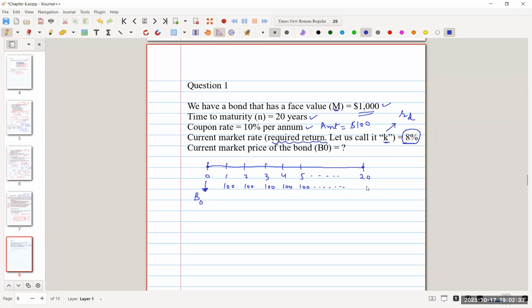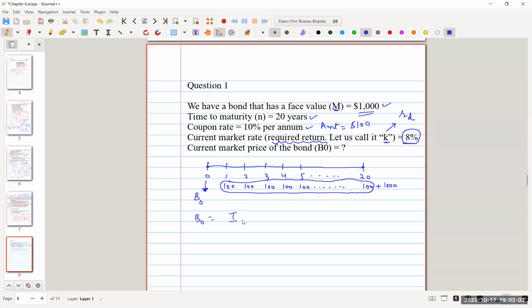In the last year, I'll get 100, and I will also get 1,000 back, right? So this cash flow stream, this part is an annuity. Yes. So if I give it a notation, this is interest payment. Let me just use the letter I for interest. So B0 is equal to I, and I want to find its present value.